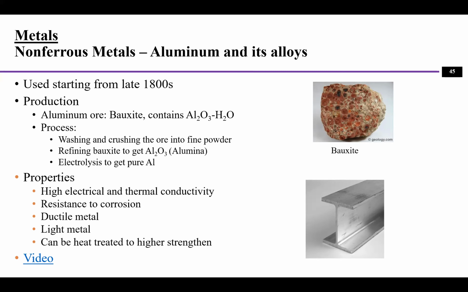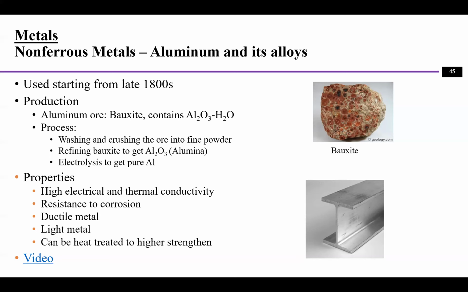Aluminum, in Europe, people really call it aluminium. It's the same material, and it has certain properties. For example, high electrical and also thermal conductivity, resistant to corrosion. Ductile metal. Also, aluminum is not very heavy. It's a light metal, so it can be used in a lot of applications, and it can be heat treated as well to higher strengths.